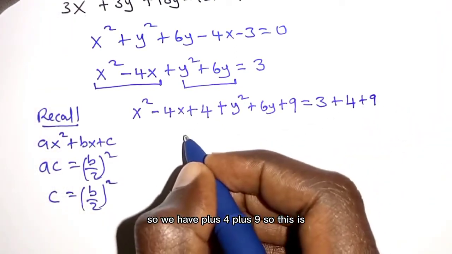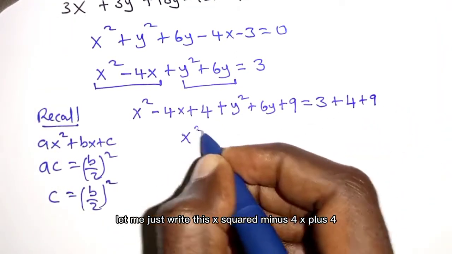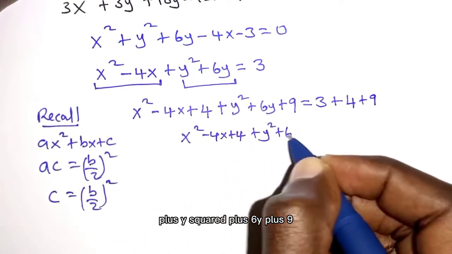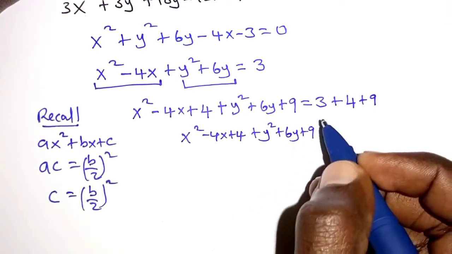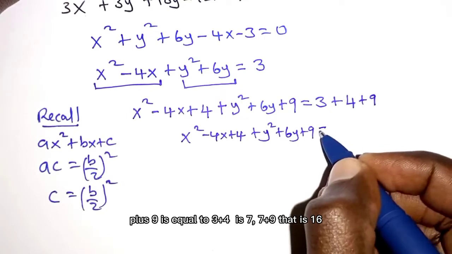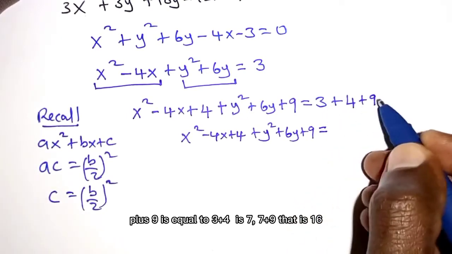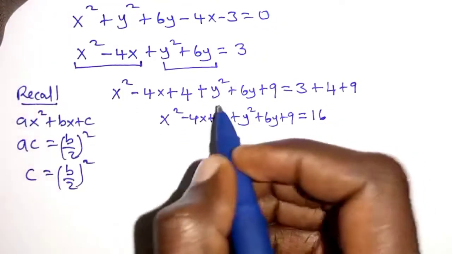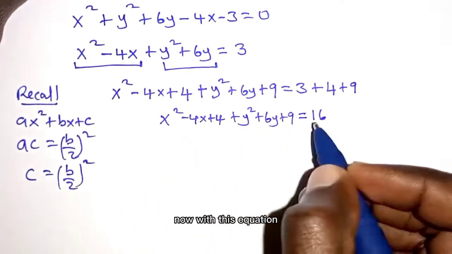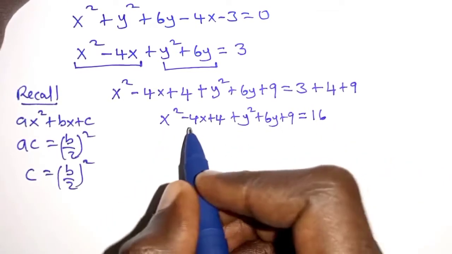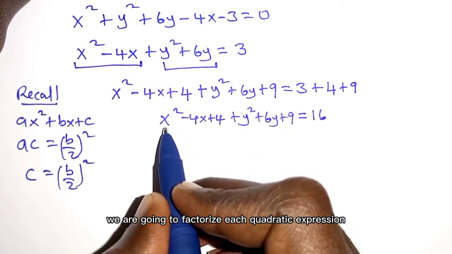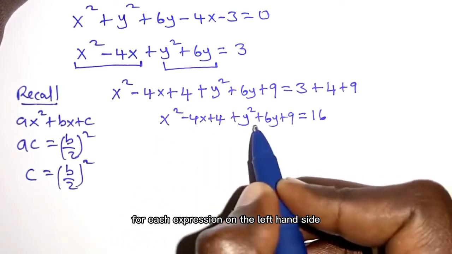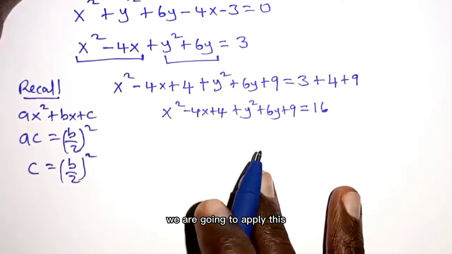So let me just rewrite this: x squared minus 4x plus 4 plus y squared plus 6y plus 9 is equal to 3 plus 4 is 7, 7 plus 9, that is 16. Now with this equation, we can now come to the left hand side. At this point, we are going to factorize each quadratic expression, and because it's a perfect square for each expression on the left hand side, we are going to apply this.